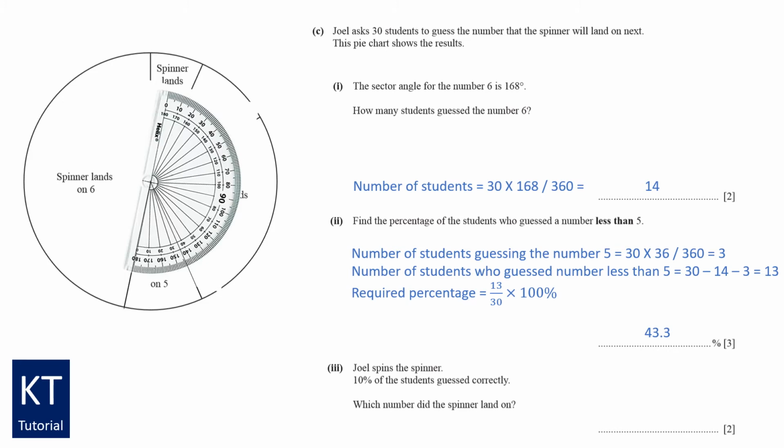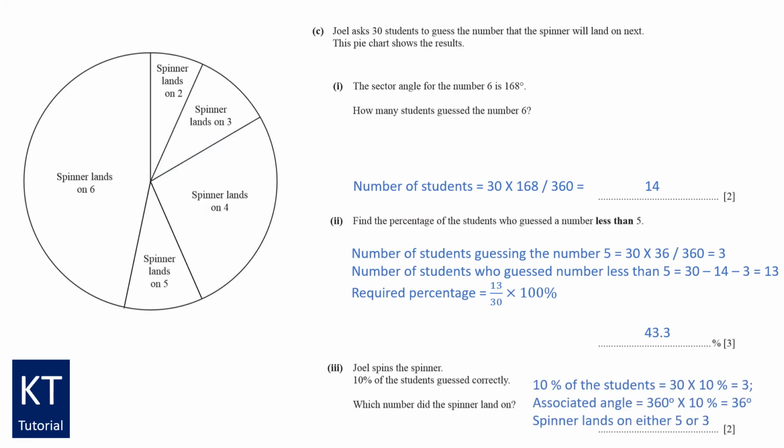Next, Joel spins the spinner. 10% of the students guessed correctly. Which number did the spinner land on? 10% of the students equate to 3, with an associated angle being equal to 36 degrees. The spinner can land on either 5 or 3.